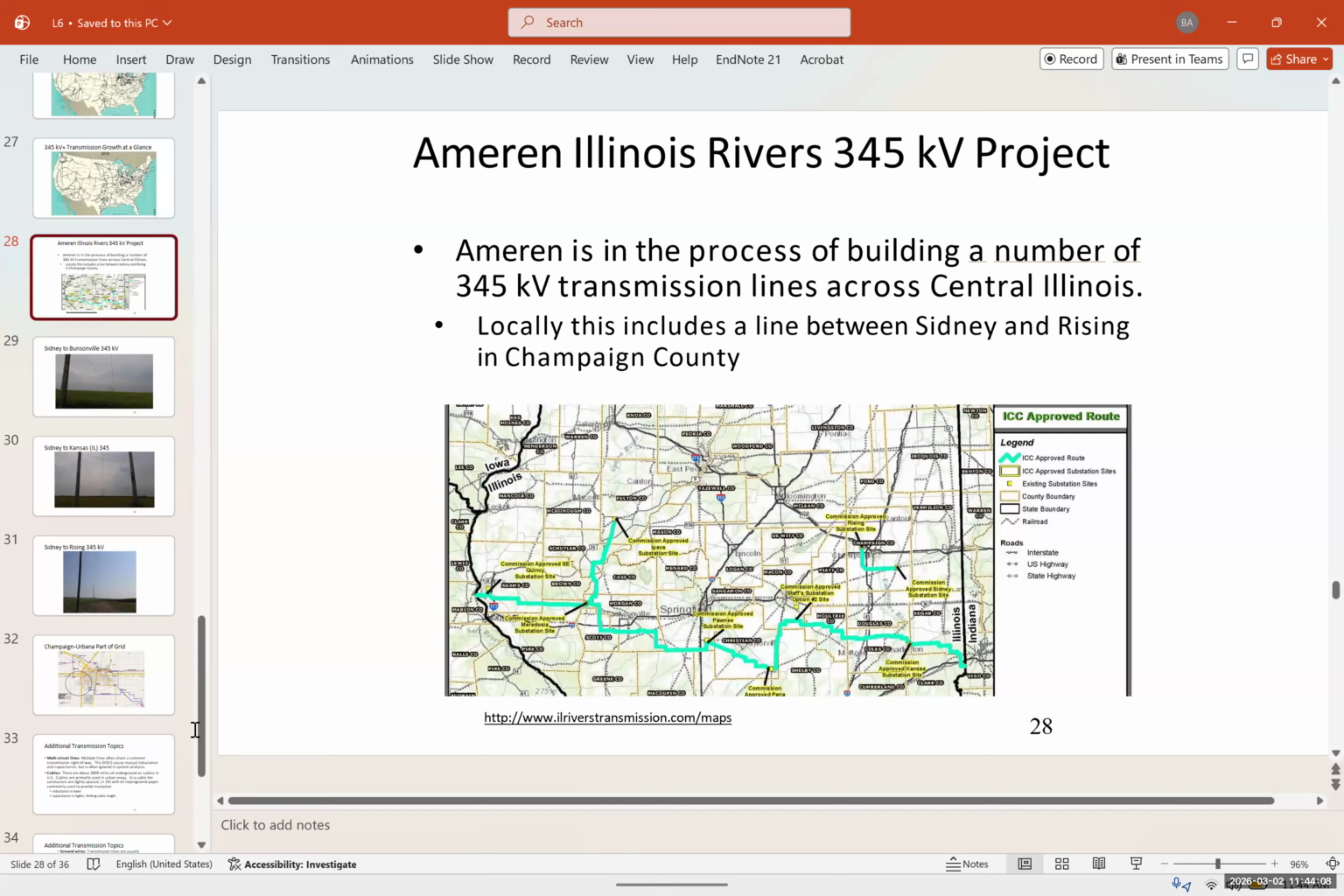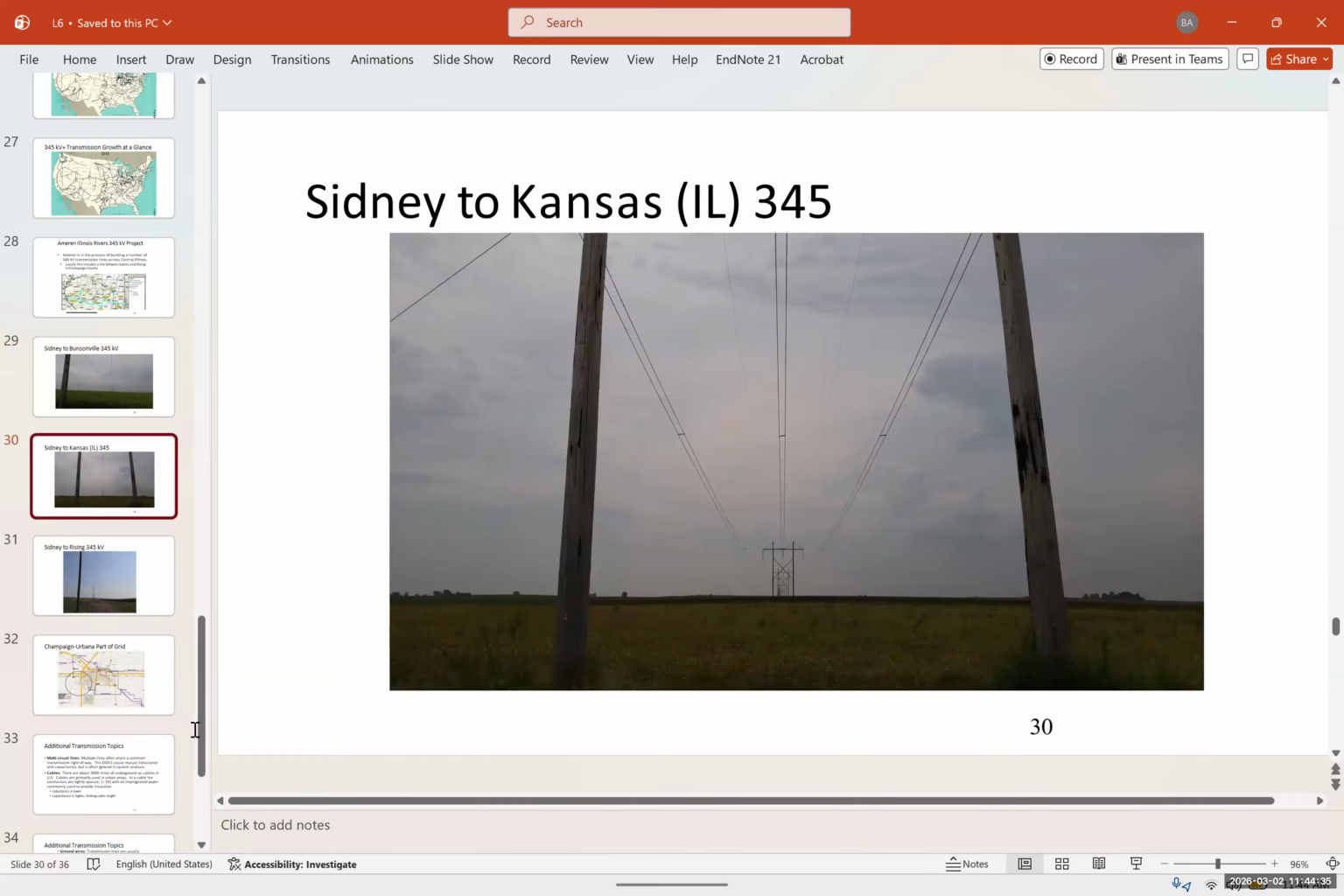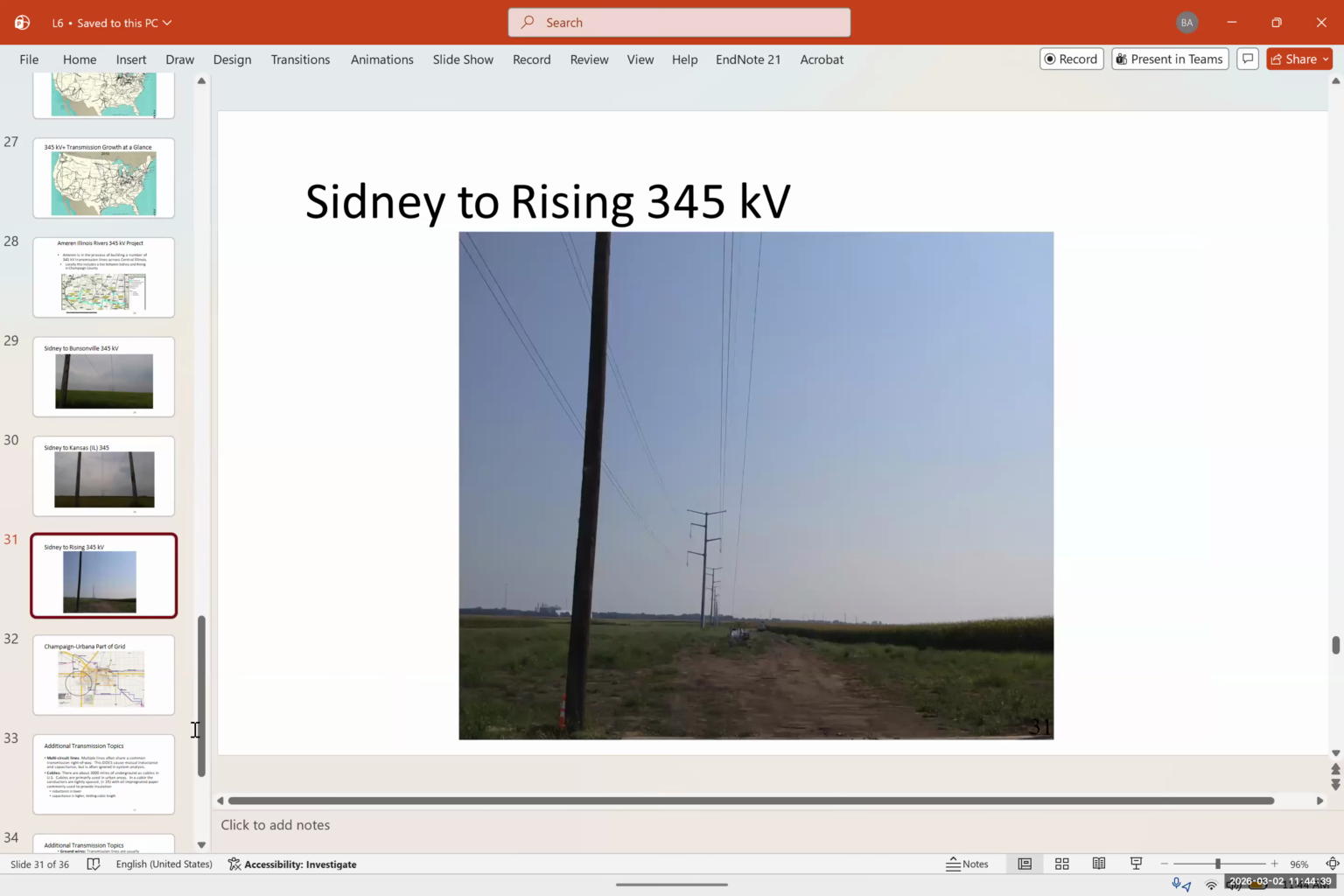Ameren is in the process of building a number of 345 kilovolt transmission lines across central Illinois. And this is a local part with the software. Locally, this includes a line between Sidney and Rising in Champaign County. This shows a 345 kilovolt transmission line between Sidney and Bondville and Sidney to Kansas. You can see the pair of three lines, and Sidney to Rising.